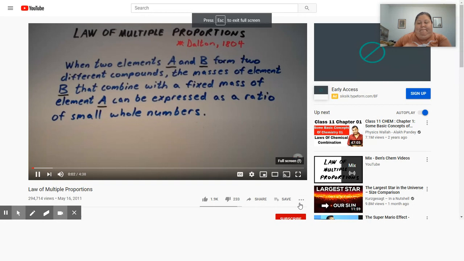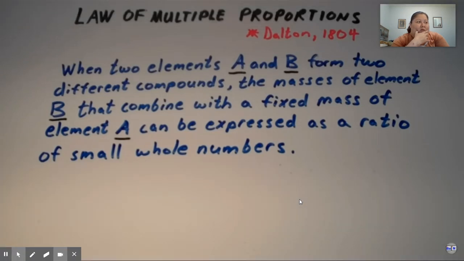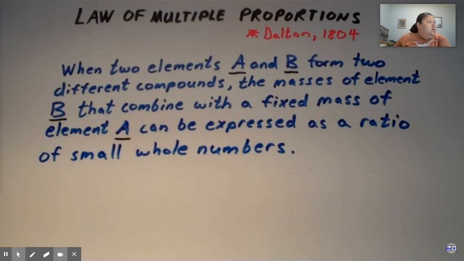All right, now we're going to go over the law of multiple proportions. So this law, in addition to the law of conservation of mass and the law of definite proportions, provided strong evidence for the atomic theory as we know it today. This law was proposed by John Dalton in 1804, and it says that when two elements, A and B, form two different compounds, the masses of element B that combine with a fixed mass of element A can be expressed as a ratio of small whole numbers.